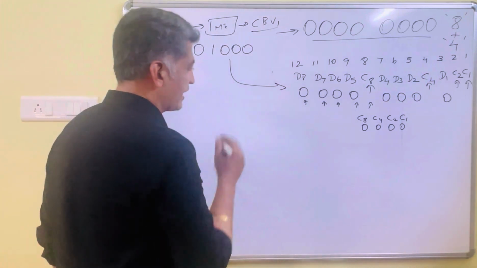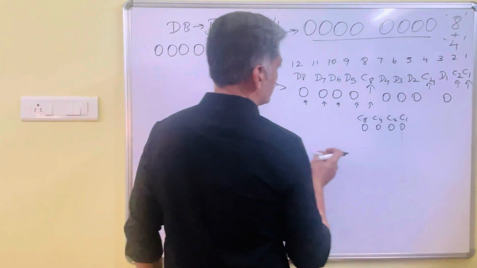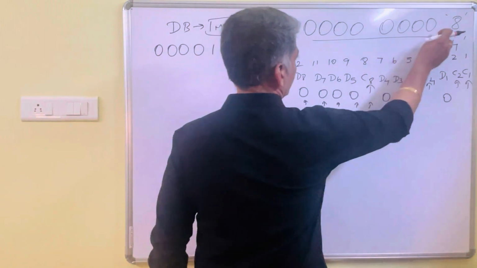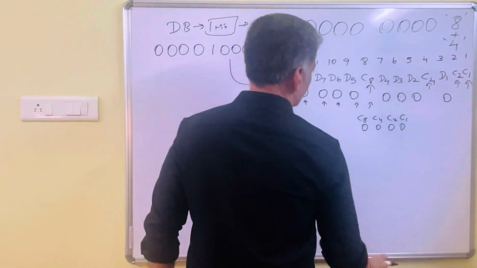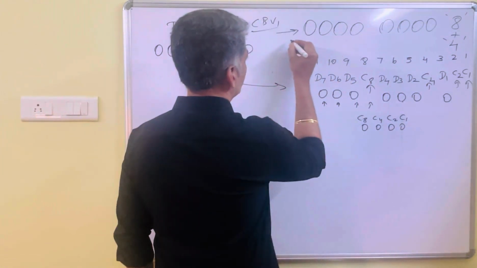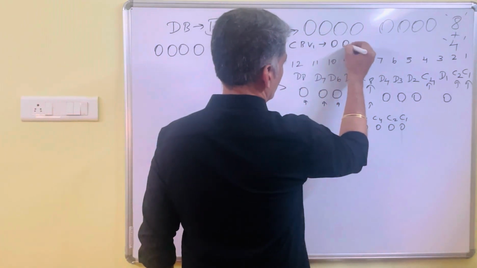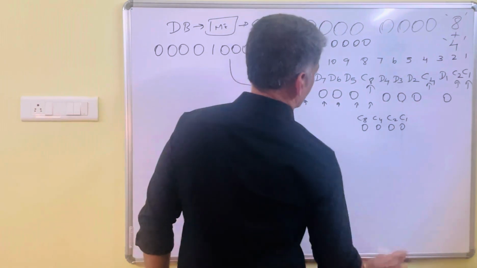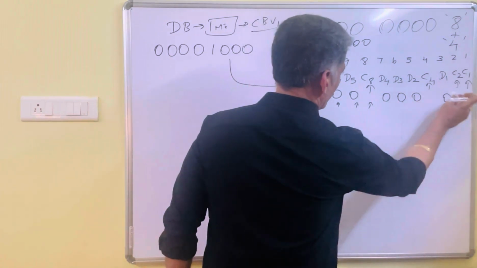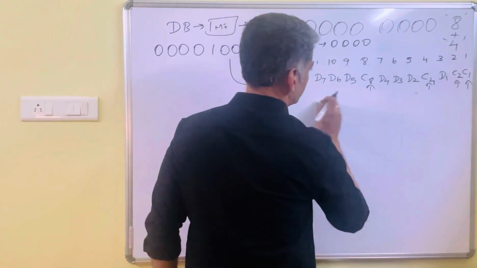Now if I wanted to calculate this one, just note that I am storing this one here. See here, this is the check bit version 1. The value is 0, 0, 0, 0. I just added it here. Now I am going for the next version.